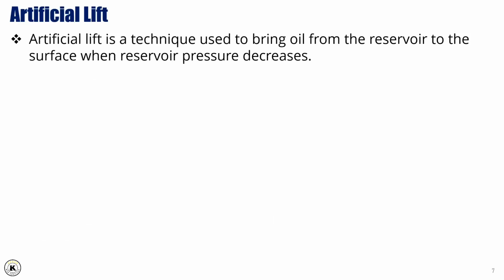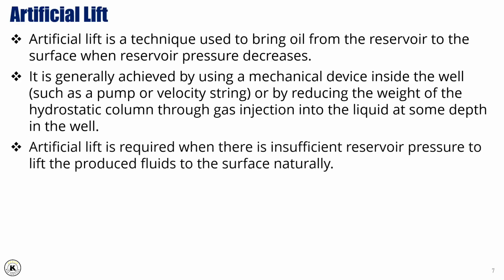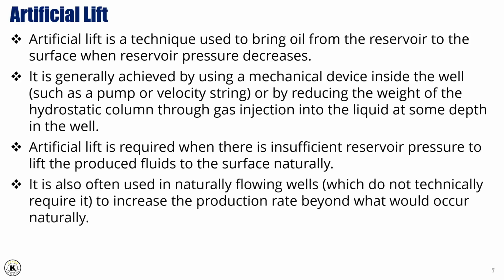Artificial lift is a technique used to bring oil from the reservoir to the surface when reservoir pressure decreases. It is generally achieved by using a mechanical device inside the well, such as a pump or velocity string, or by reducing the weight of the hydrostatic column through gas injection into the liquid at some depth in the well. Artificial lift is required when there is insufficient reservoir pressure to lift the produced fluids to the surface naturally. It is also often used in naturally flowing wells, which do not technically require it, to increase the production rate beyond what would occur naturally.